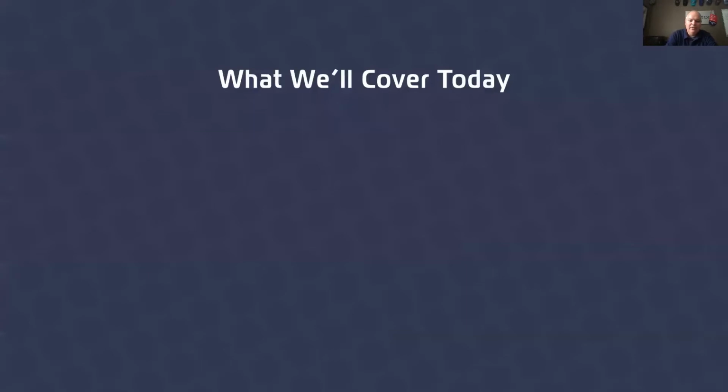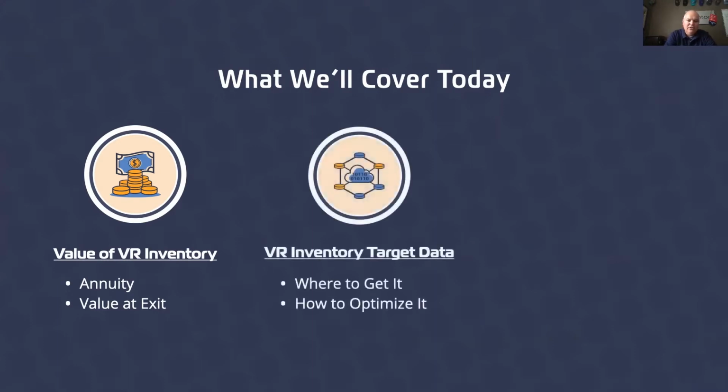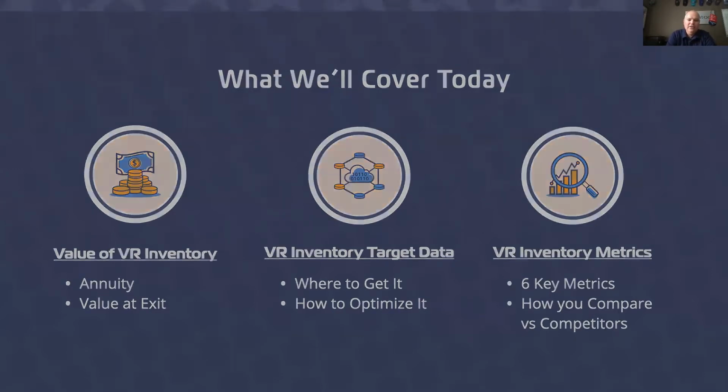So here's what we're going to be going over today. First off, we're going to be talking about the value of vacation rental inventory, right? Not only the annuity aspect of it, the cash flow you make year after year after year, as long as that property stays in your rental program, but we're also going to talk about the value at exit. Next, we're going to jump over to vacation rental target data, right? Where to get it and how you can optimize it. And we're going to round it out with vacation rental inventory metrics, right? What are the 6 key metrics that every vacation rental company should be tracking and how you compare versus your competitors? So let's get started.